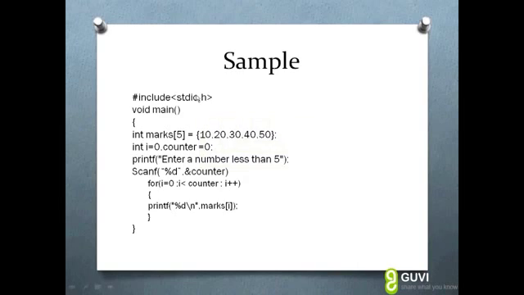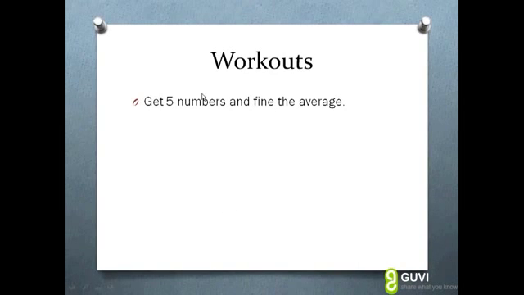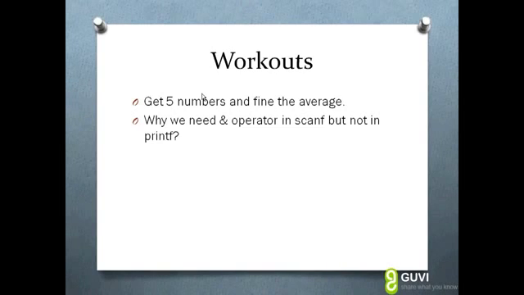Okay. So the workouts. First is get 5 numbers and find the average. There is a spelling mistake. It's not "find", it's "FIND". Okay. And a very, very important question: why do we need an ampersand operator in the scanf but not in the printf? If you are able to answer this, you will be able to understand amazing things. Okay. This is a very, very important question.